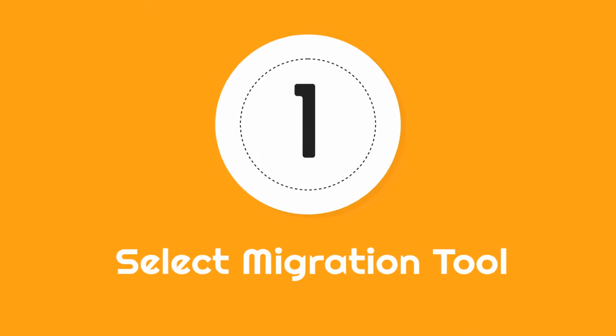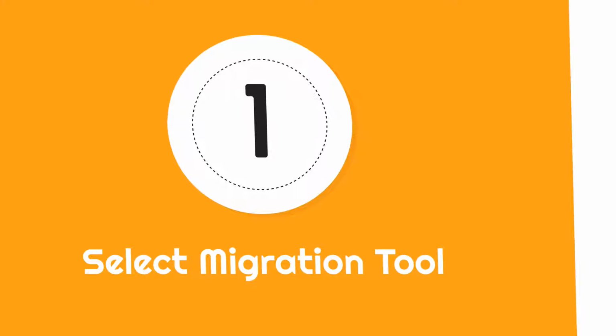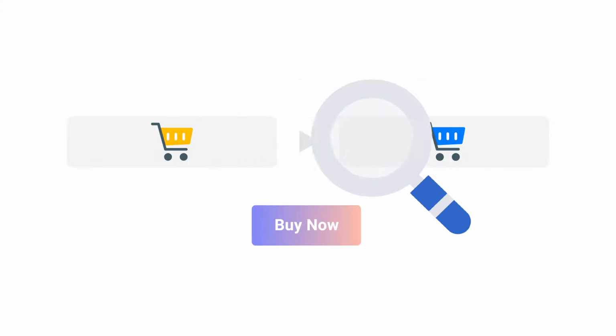Step 1. Select Migration Tool. Select the source cart and target cart corresponding to the platforms of your websites. Then proceed to check out.